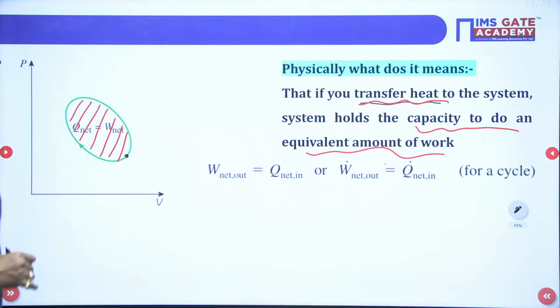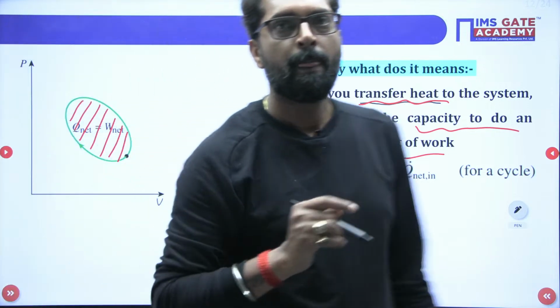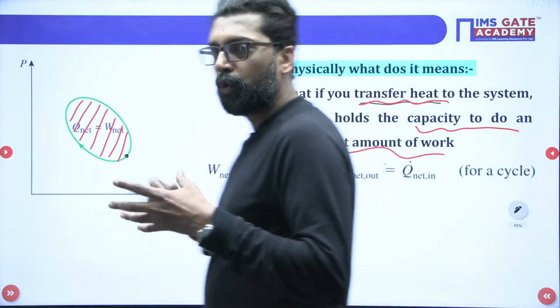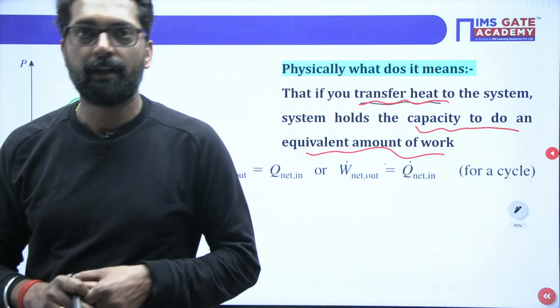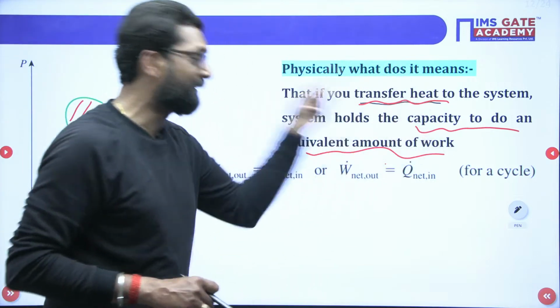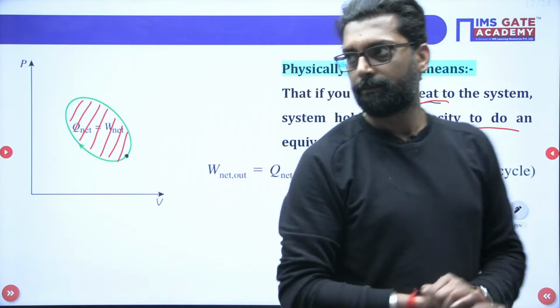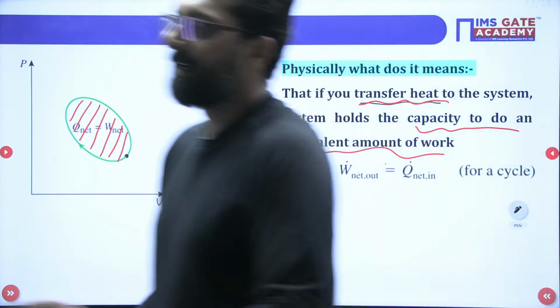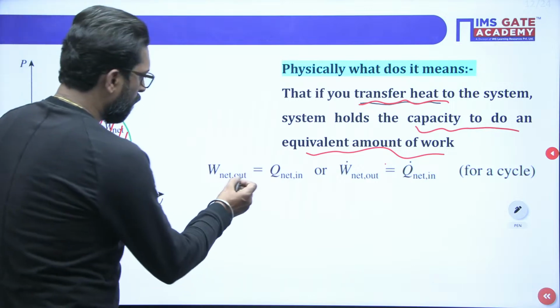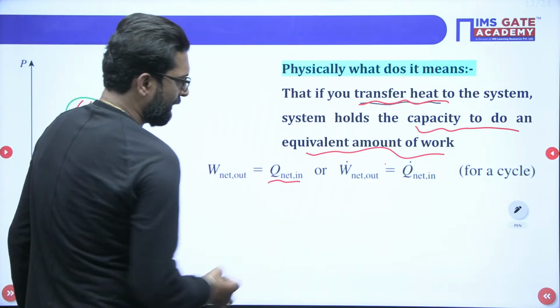If there is a cyclic process, non-cyclic, you cannot say like that. So, for the cyclic process, what is that? If you transfer the heat to the system during a cyclic process, all the heat is responsible to do the equivalent amount of work. Okay, equivalent amount of work. Now, my dear, so Q net out is equal to Q net in. You can write like that.